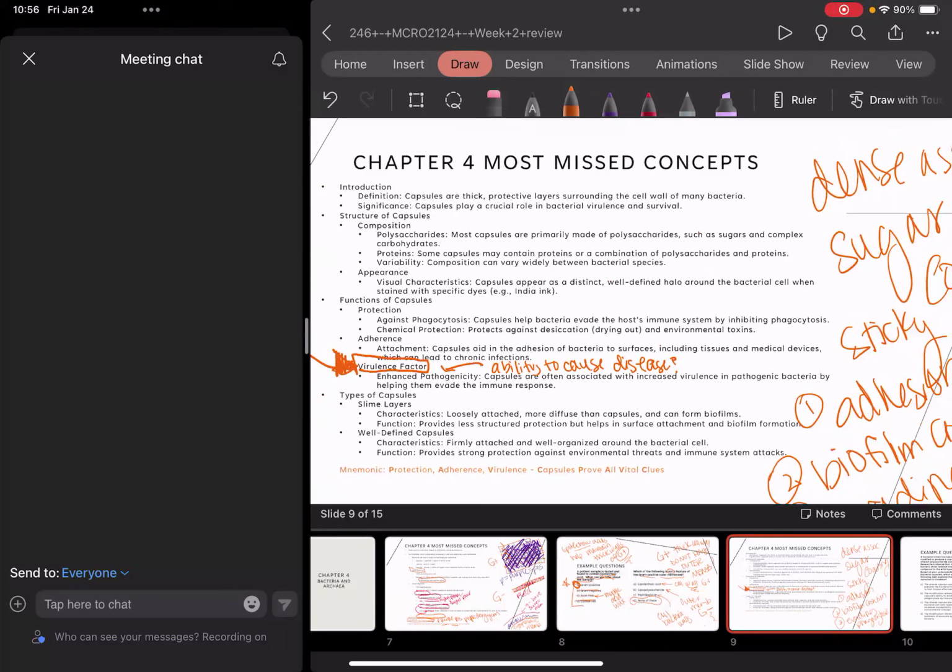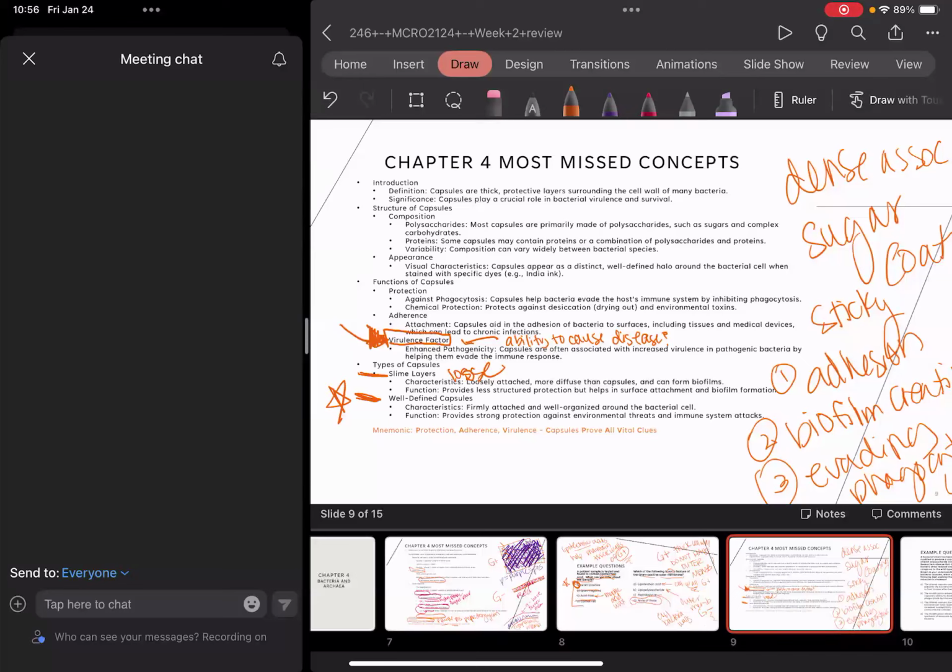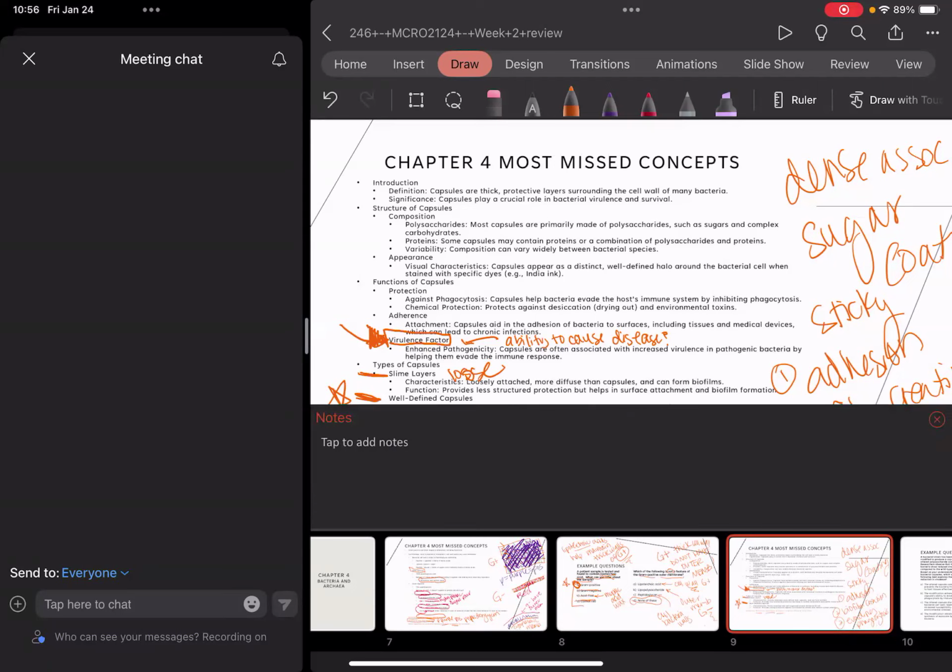Evading the immune response. So you can have slime layers, which are very closely related to capsules. They're just loosely associated. And then we have very well-defined capsules. These are the typical ones that we're going to be talking about in the course. Just a firmly attached, denser version of it. So protection, adherence, virulence. These are functions or effects of having a capsule. Capsules prove by all vital clues. It's a little mnemonic here, vital clues, basically talking about the virulence factor aspect of these capsules on our bacteria. And there is a breakdown of these in my notes. I didn't make one on this one in particular, but some of my mnemonics, I have explanations for them.